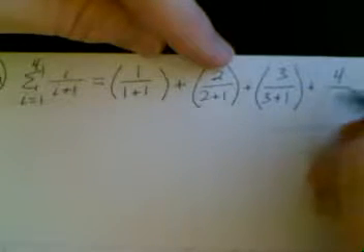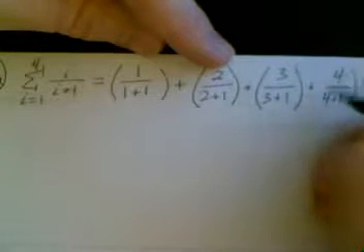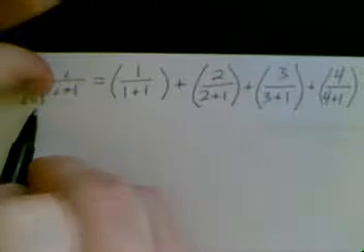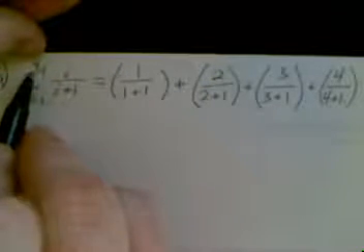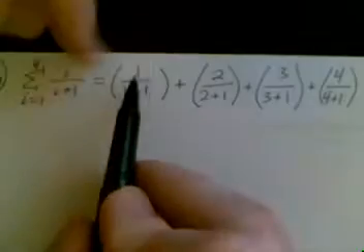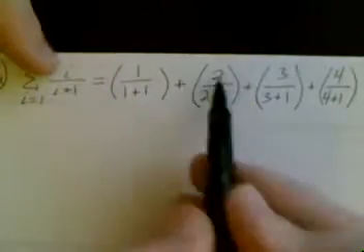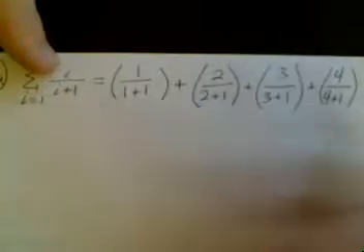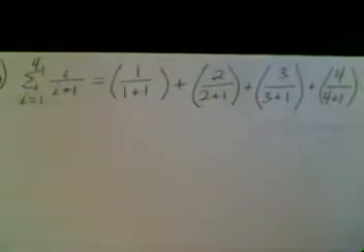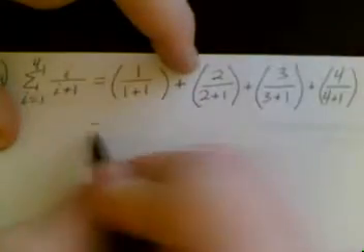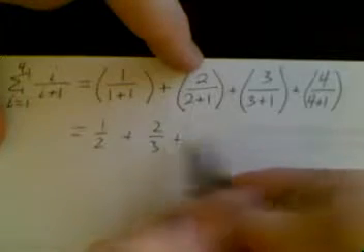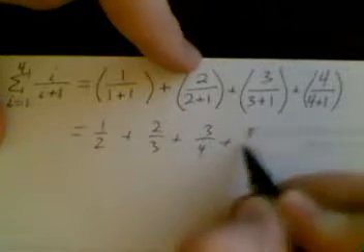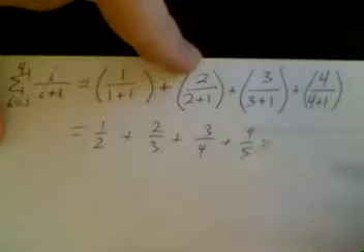When is it that I stop? Again, the starting number is the first number I'm going to plug in. The ending number is the last number that I plug in. I've plugged in 1, 2, 3, and the number 4. Once I've plugged in the number 4, I stop. I add up these 4 terms. So this is 1/2 plus 2/3 plus 3/4 plus 4/5.